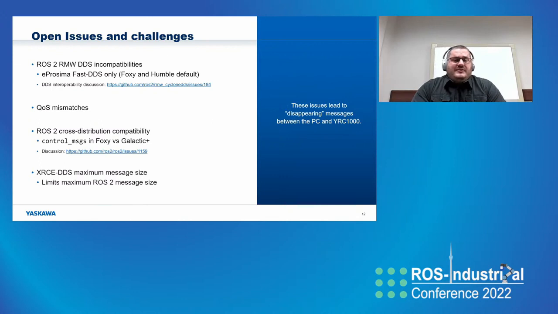We've also had some issues with the changing of message definitions. For instance, with control messages, like the follow joint trajectory. The definition of the message in Foxy is different than Galactic and above because additional fields were added to the message type. And as I mentioned before, we've had size limitations as far as the size of the message itself, being, say, for instance, 200 points in the follow joint trajectory.